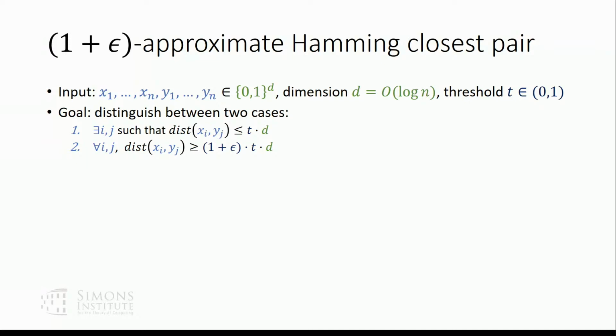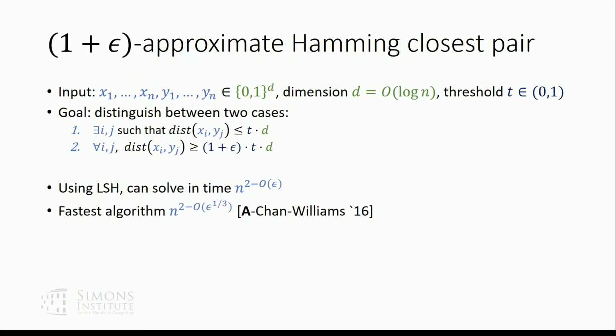So how quickly can we solve this? Again, the straightforward algorithm is quadratic time. Using standard nearest neighbor search tools like locality sensitive hashing, you can solve it in subquadratic time, like n to the 2 minus order epsilon. The fastest algorithm runs in time n to the 2 minus cube root of epsilon. So if epsilon is a small number less than 1, then cube root of epsilon is bigger than epsilon, and then you're subtracting it away in the exponent. So this is a faster algorithm than the LSH one. This is the fastest known algorithm.